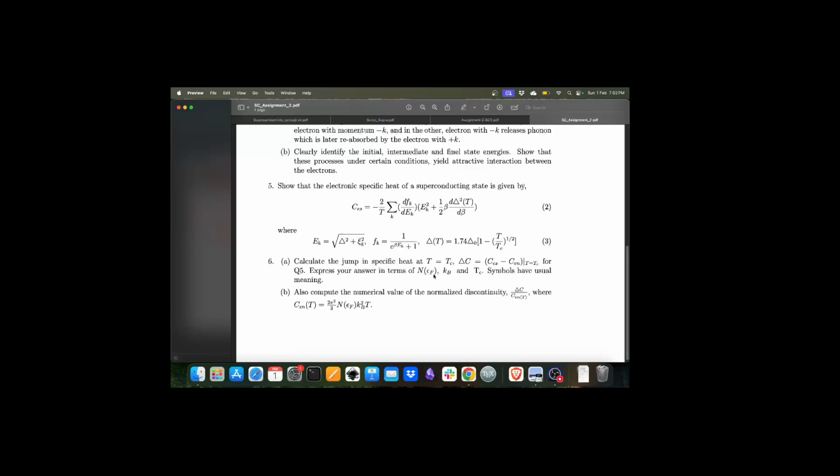So there are some expressions given. So the electronic specific heat of a superconducting state, or superconductor state, is given by this particular expression.